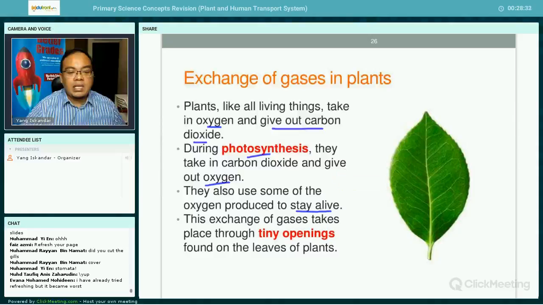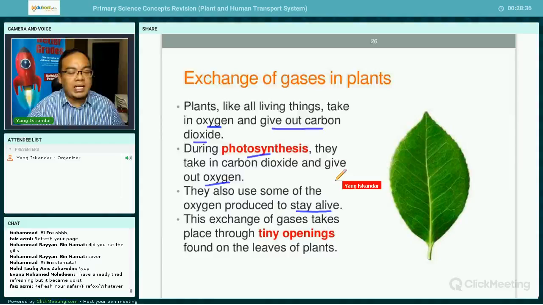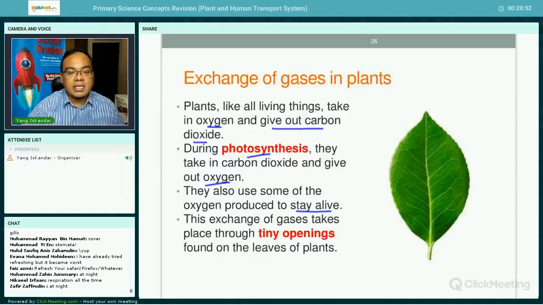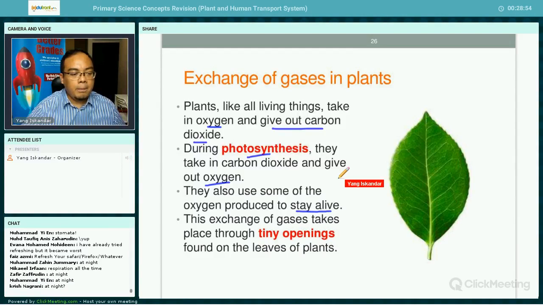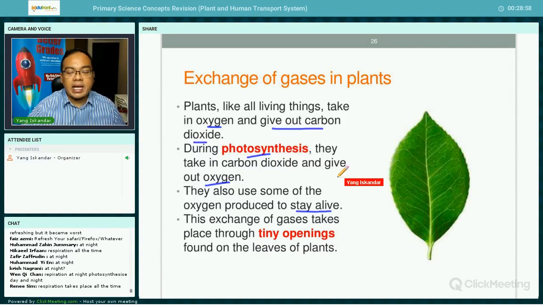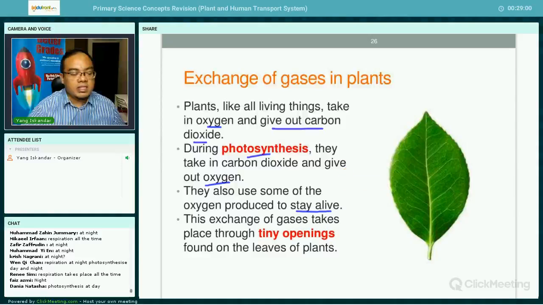Okay, question. When does respiration take place and when does photosynthesis take place? Anyone? Can anyone tell us when respiration takes place and when photosynthesis takes place in plants? Okay, Zafir says that. What takes place at night? Is it respiration or photosynthesis?